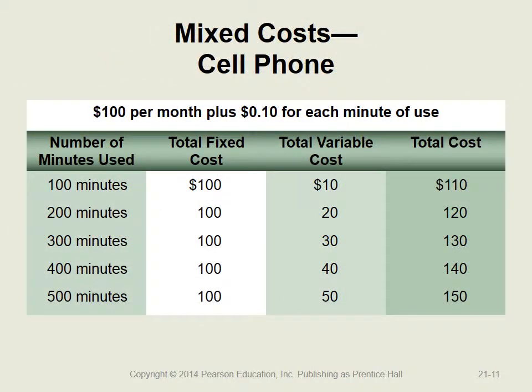Costs that have both variable and fixed components are called mixed costs. For example, Smart Touch Learning's cell phone provider charges $100 per month to provide the service plus 10 cents for each minute of use. If the cell phone is used for 100 minutes, the company will bill Smart Touch Learning $110. That's $100 of fixed cost per month, plus the variable cost of 100 minutes at 10 cents per minute. The table shows the cost for the cell phone at different levels of activity.